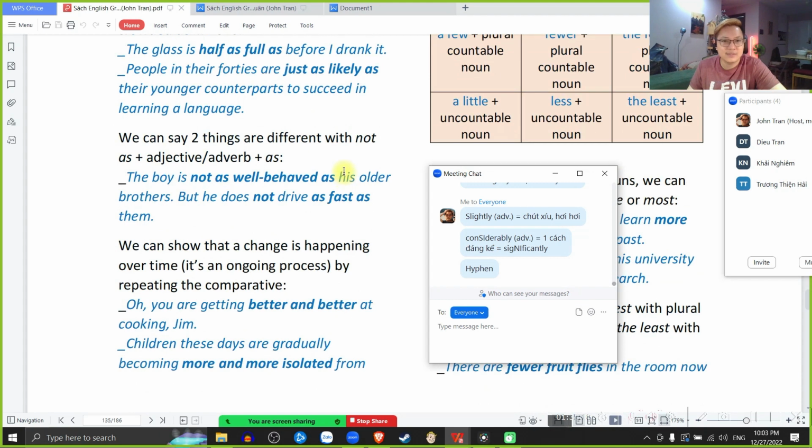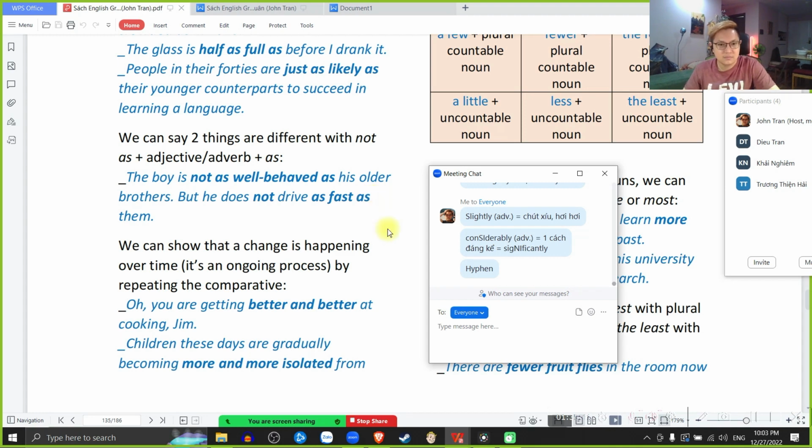We can say two things are different with not as plus adjective or adverb plus as. The boy is not as well behaved as his older brothers, but he does not drive as fast as them.